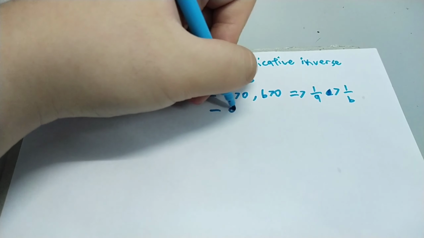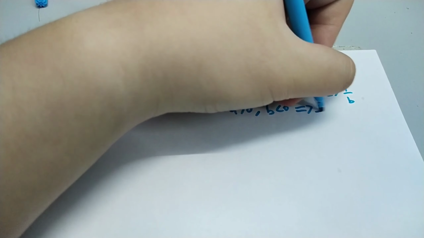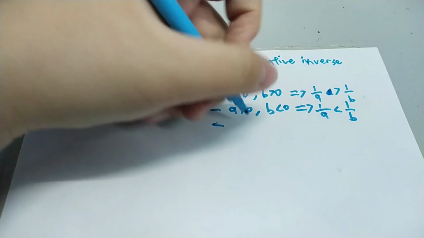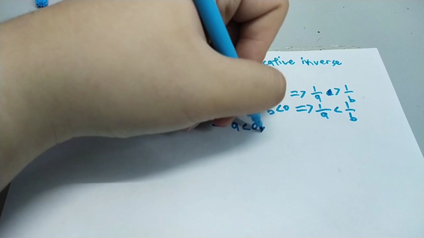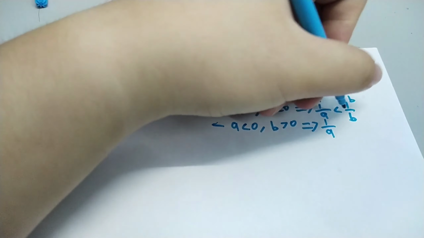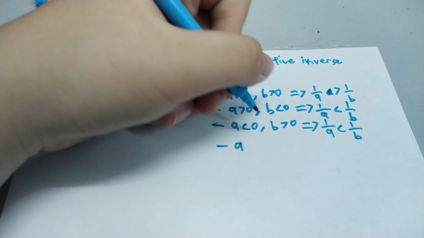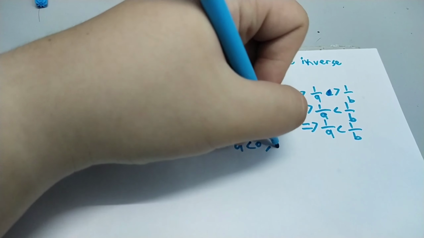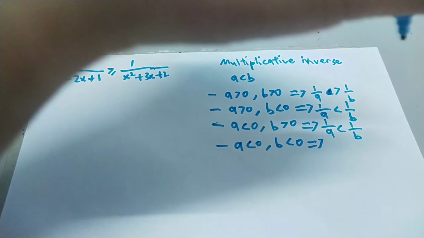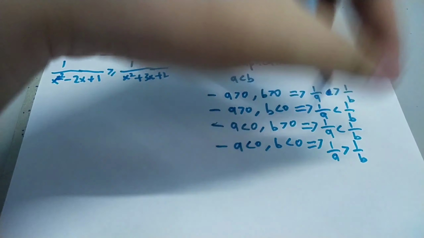The second case is, if A is bigger than 0 and B is less than 0, then you don't have to flip the sign. The third case is, if A is less than 0 and B is bigger than 0, it's still the same, you don't need to flip the sign. If A is less than 0 and B is less than 0, now if A is negative and B is negative, then 1 over A is bigger than 1 over B. You need to change the sign.